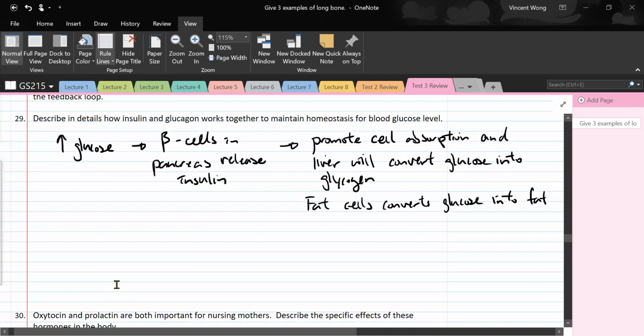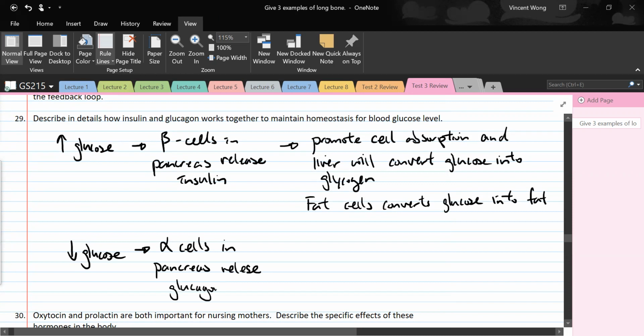On the other hand, if you have low glucose, the alpha cells in pancreas release glucagon, and in this case it's basically the opposite. Okay, so liver converts glycogen, the storage form, into glucose.